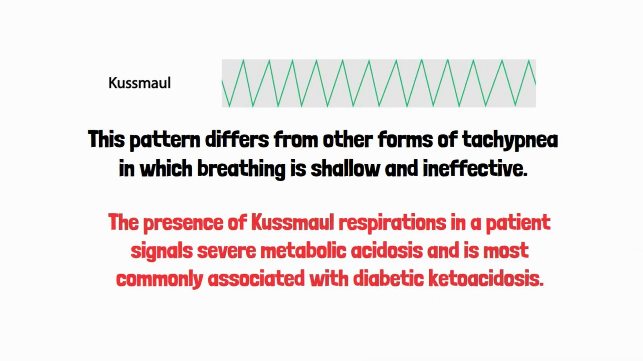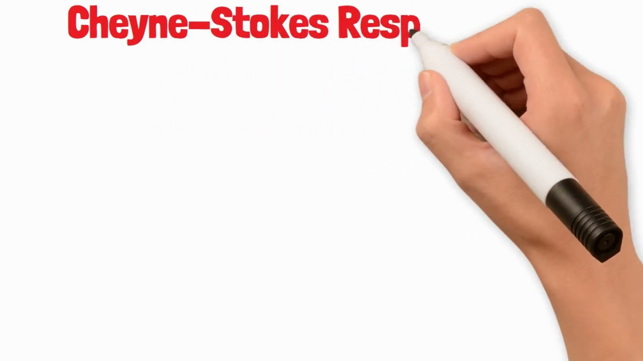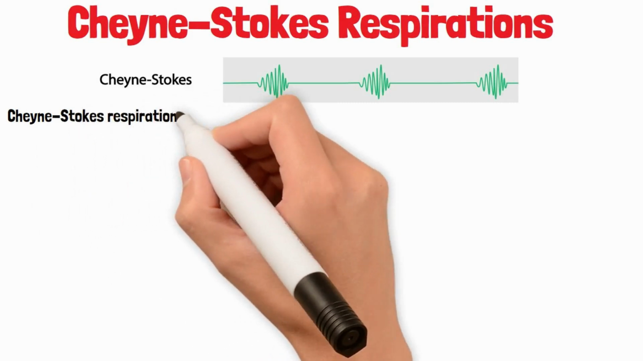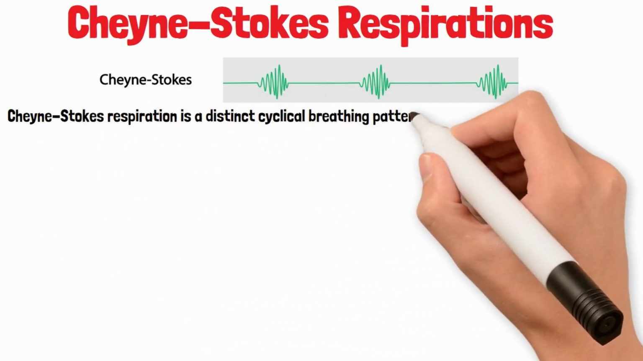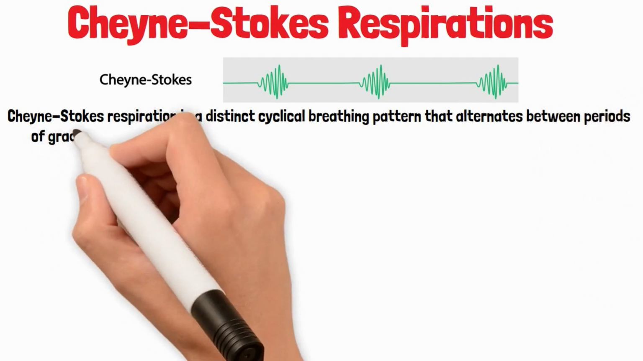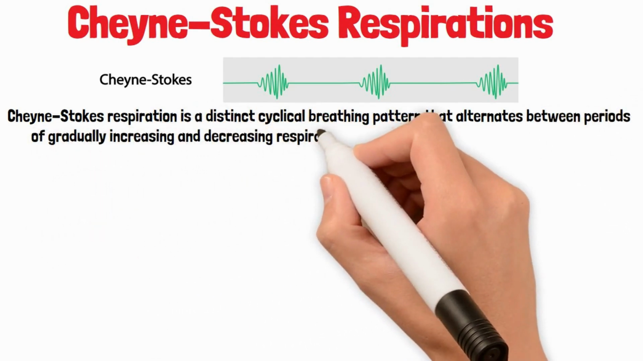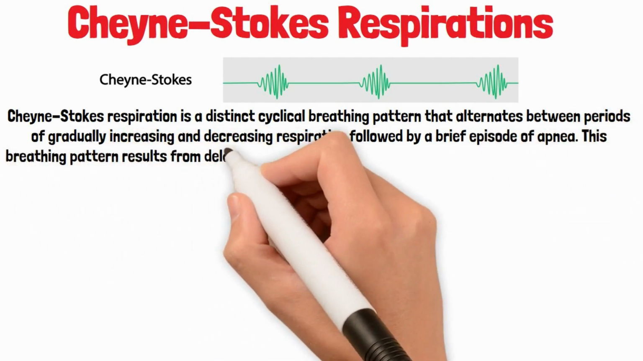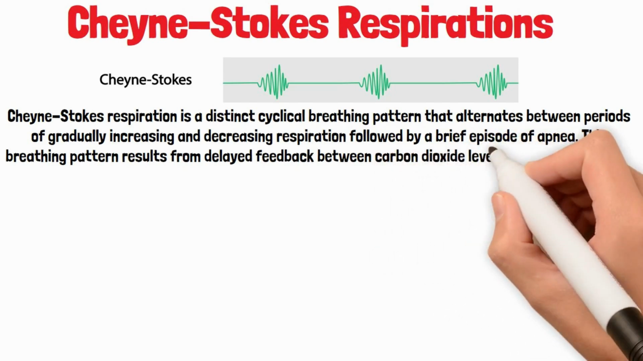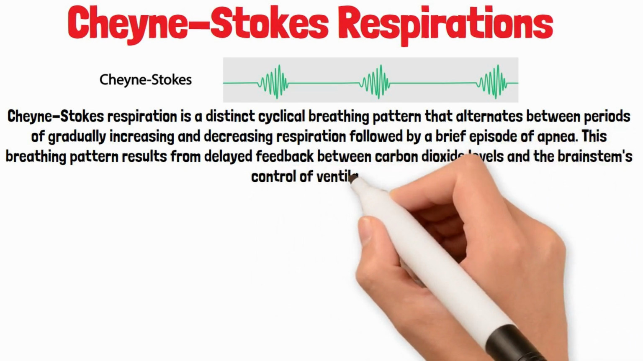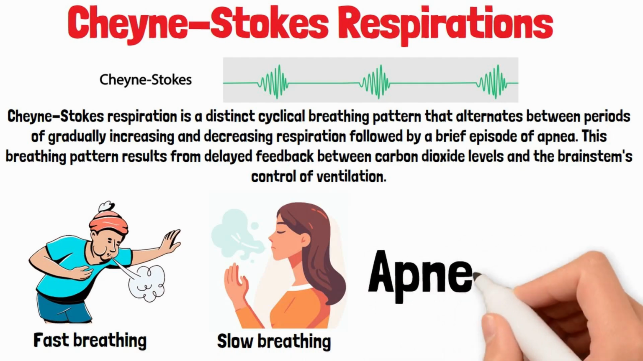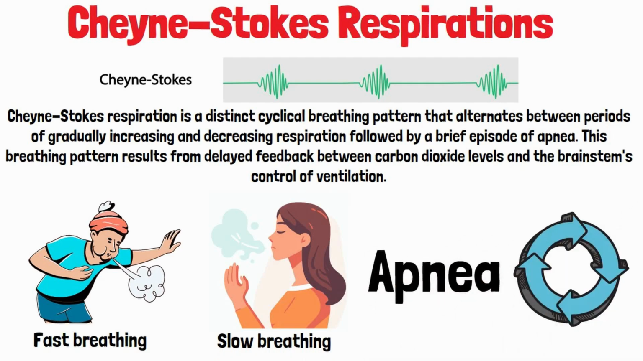The next respiratory pattern we will discuss is Cheyne-Stokes respirations. Cheyne-Stokes respiration is a distinct clinical breathing pattern that alternates between periods of gradually increasing and gradually decreasing respirations with brief episodes of apnea. This pattern results from delayed feedback between carbon dioxide levels and the patient's brainstem, which controls ventilation. You will often see that these patients have fast breathing, then slow breathing, and then periods of apnea. This cycle will then repeat.